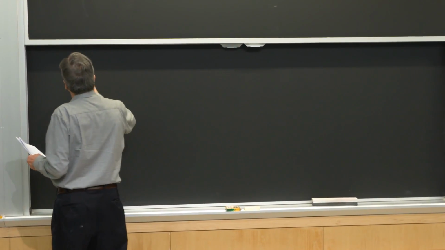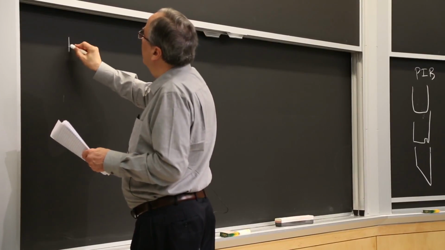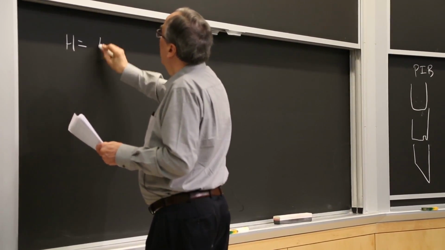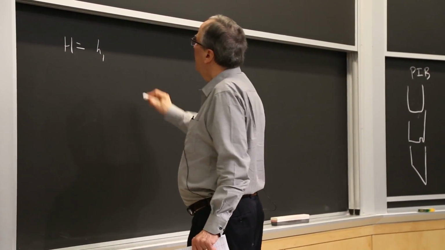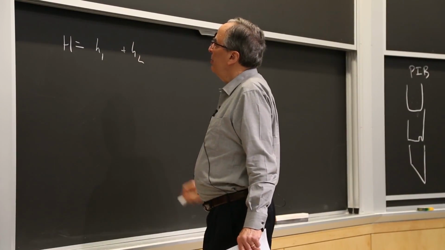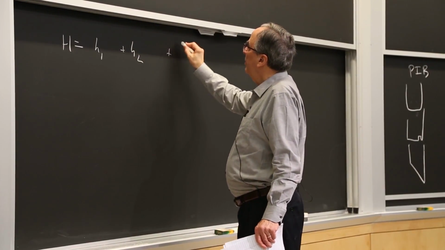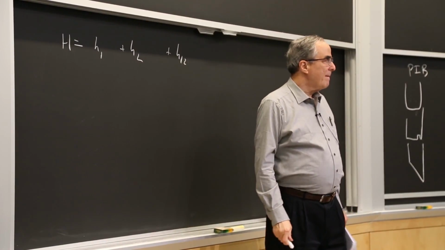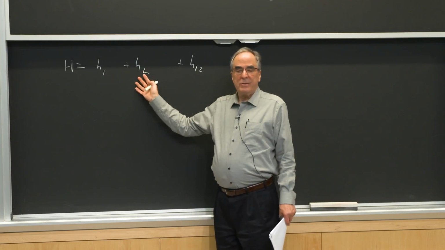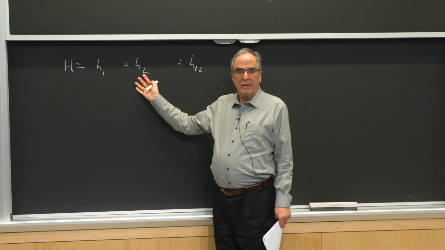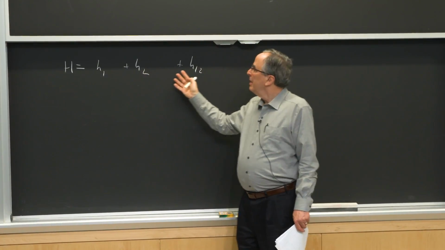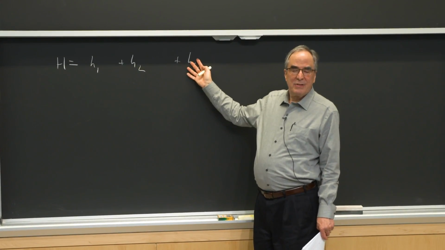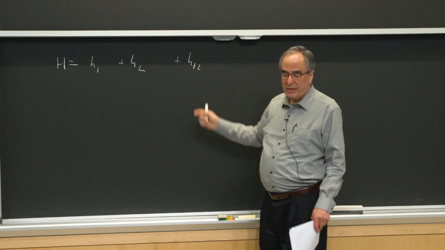So we have, for a two-mode molecule, the Hamiltonian will consist of the Hamiltonian for mode 1, the Hamiltonian for mode 2, and the Hamiltonian for modes 1 and 2 interacting with each other. Well, we know these. These are just ordinary harmonic oscillators. And we've got to do some work on this. And that's where perturbation theory comes in.